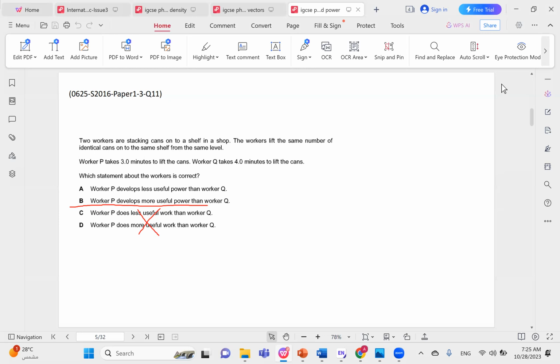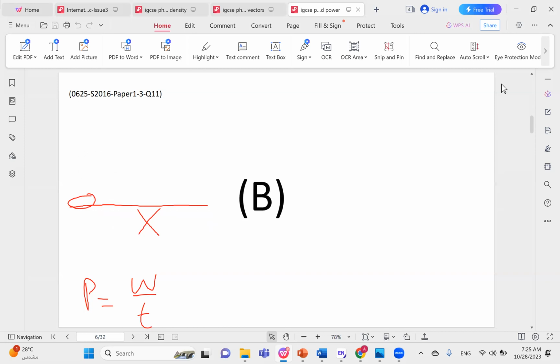We know that power equals work over time. So P takes less time. So P has more useful power. Therefore, the correct choice here would be choice B. Worker P develops more useful power because they do the same amount of work, but P takes less time to do it. So B is the correct answer.